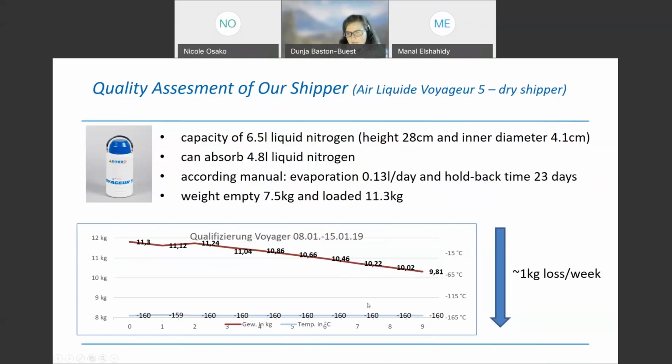So we know, and it should be the same as in the instructions, that there are about 20 days remaining for the transport if it's just at maximum. And you will be safe that the temperature is still below minus 140 degrees Celsius.